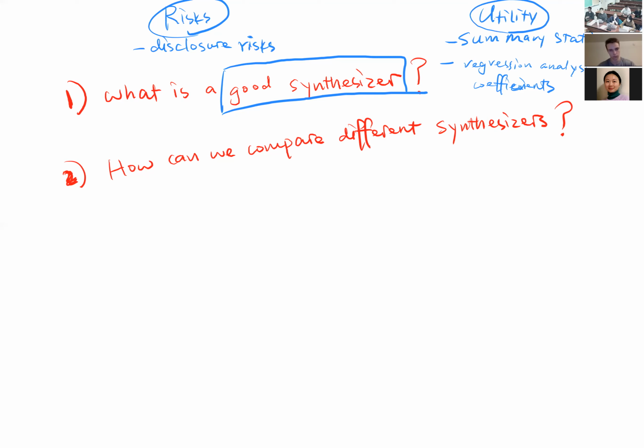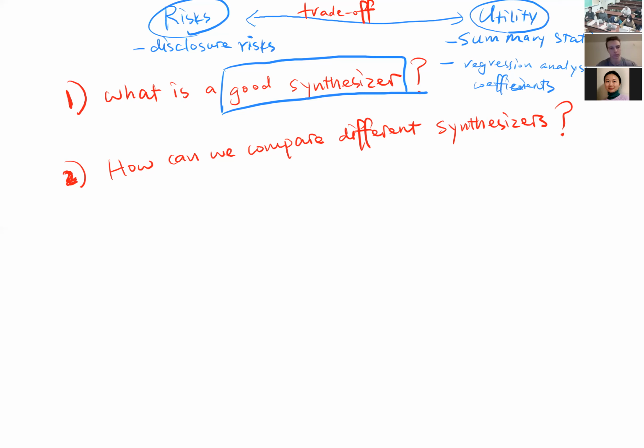And typically, imagine the utility and risks, we like to say in this field that there is a certain trade-off between them. Intuitively, if the utility is really high, meaning that maybe not only summary statistics but also regression analysis work well, it probably means that you didn't add a lot of noise to the data. When you don't add a lot of noise, you probably will still have very high risks as well, because you haven't changed it much.